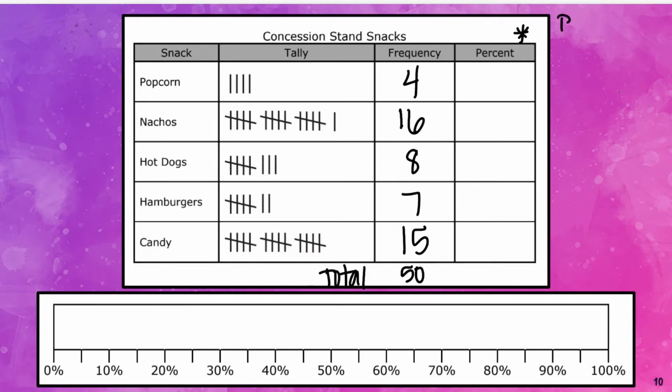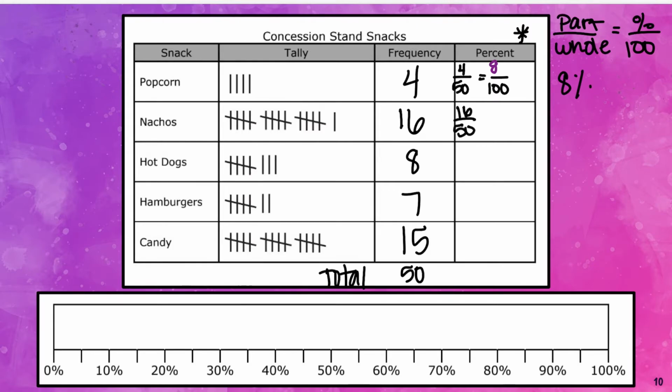So to find my percent, I know that part over whole is always equal to percent out of 100. So when I look at 4 out of my 50, I know that that needs to be equivalent to my percent out of my 100. And since these are equivalent ratios, I can think multiplicatively. So I see I can multiply 50 by 2 to get to 100. So then I can multiply 4 by 2 to get 8. So popcorn represents 8%.